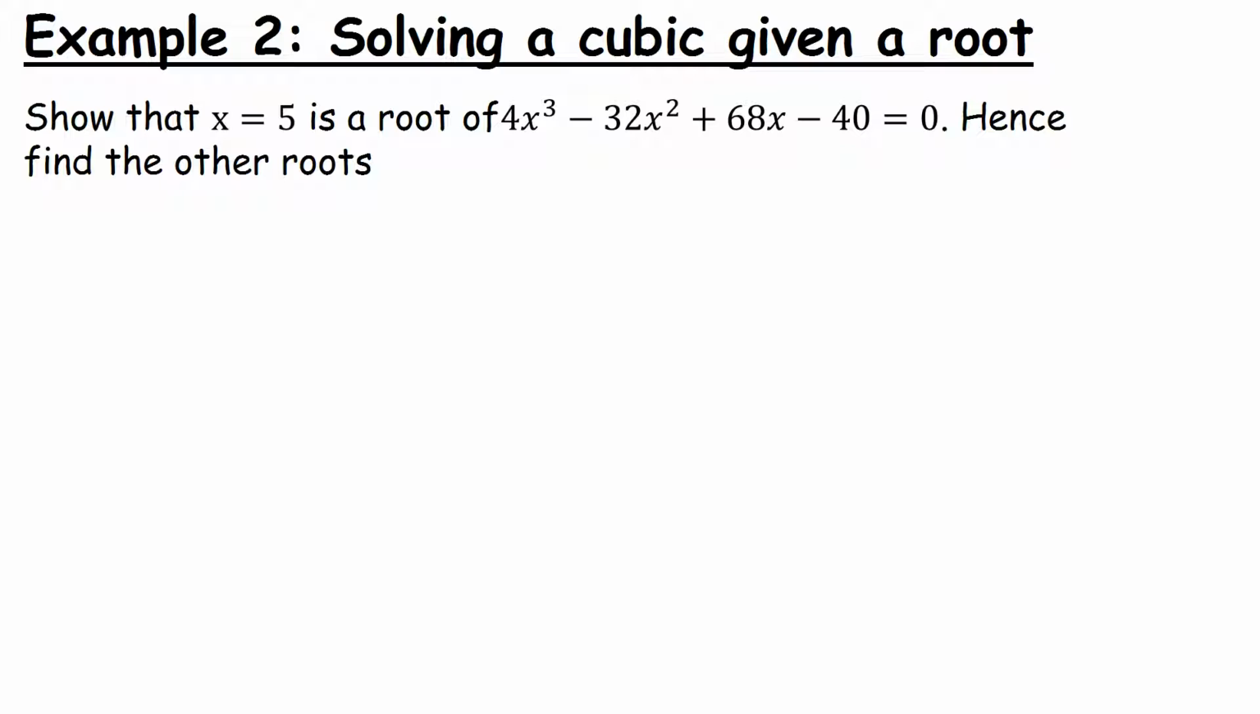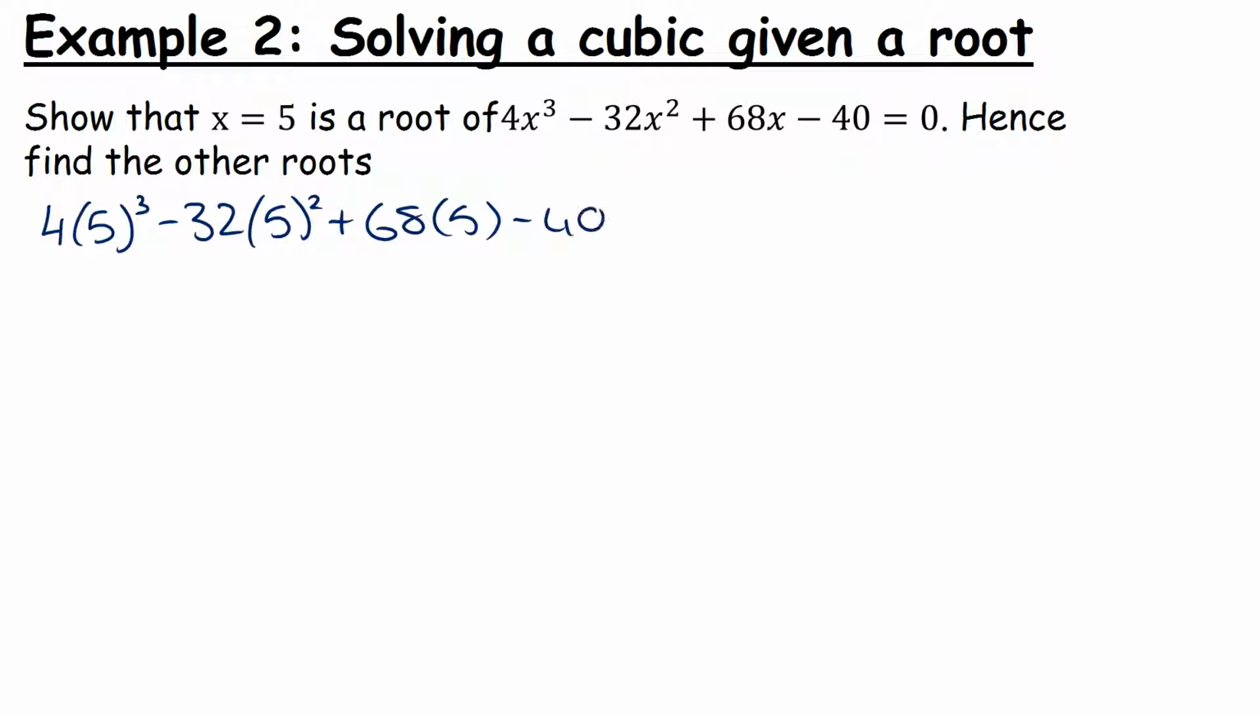The first thing we'll look at is the show that x equals 5 is a root. So in order to show that it's a root, we're going to sub in 5 for x. So we have 4 times 5 to the power of 3, minus 32 times 5 squared, plus 68 times 5, minus 40 equals 0. So you can put that all into your calculator, simplify if you want, and you will get 0 equals 0. So therefore, x equals 5 is a root.